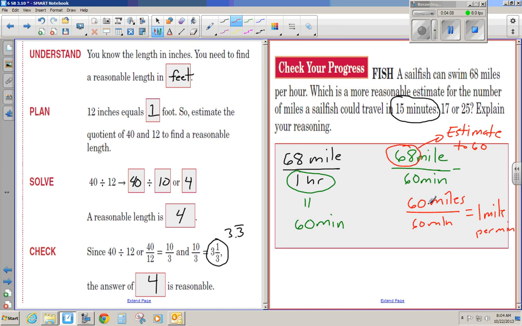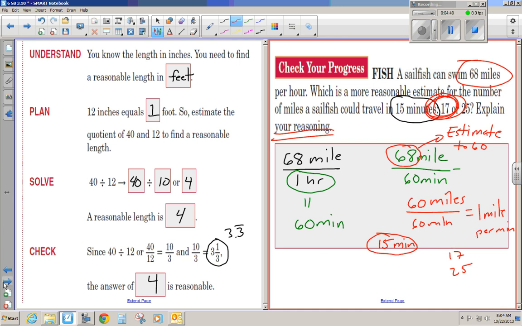All right, so we did some estimating. We looked at this and we made some quick little estimations there. And now what we need to look at is what's closer. If it's 15 minutes, is 17 or 25 closer to that 15? Well, you should right away say that 17 is your answer.